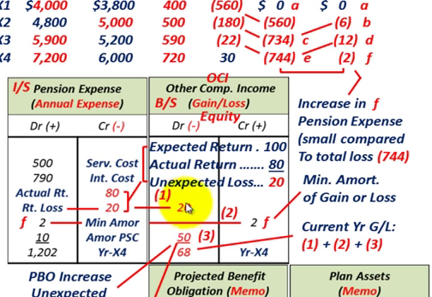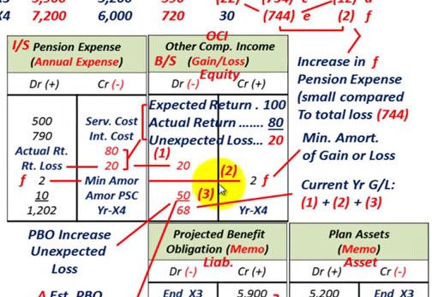Okay, so we've taken care of both this actual return here and also how it fit in here, this minimum amortization of any gain or loss using the corridor approach. So you see what's going on here. Just look at your debits and credits when you're looking at your gains and losses here.